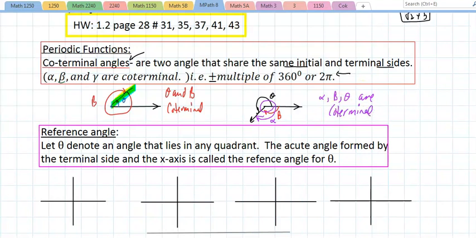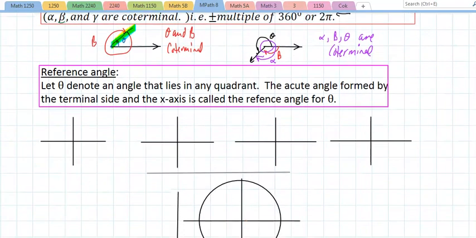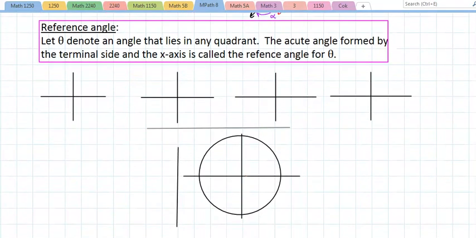So coterminal angles, we're going to use that in this section and the next section. And reference angle is something we're going to adore. What a reference angle is, let theta denote an angle that lies in any quadrant, and in case you missed it, quadrant 1, quadrant 2, quadrant 3, and quadrant 4.